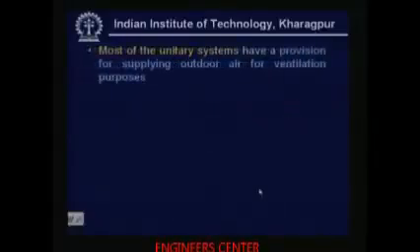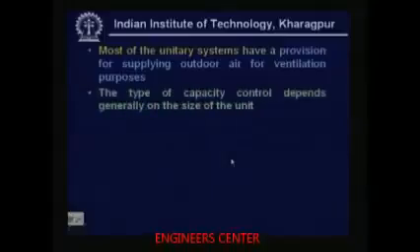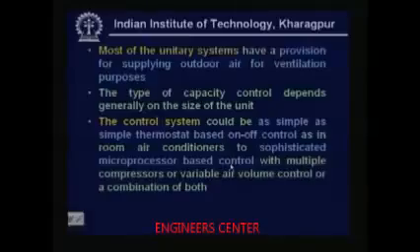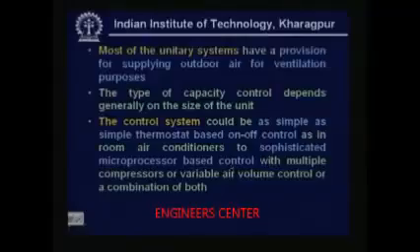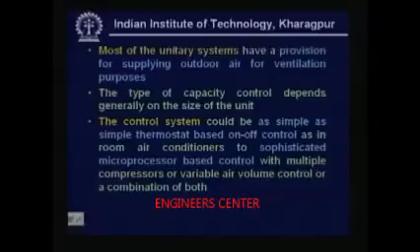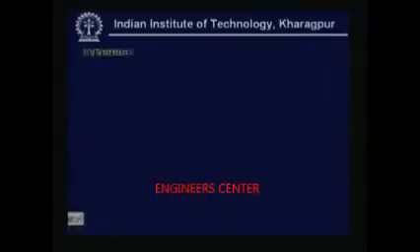Most of the unitary systems have a provision for supplying outdoor air for ventilation purposes. The type of capacity control depends generally on the size of the units, and the control system could be as simple as thermostat-based on-off control as in room air conditioners, to sophisticated microprocessor-based control with multiple compressors, or variable air volume control, or a combination of both. So the type of control system mainly depends upon the size of the system.